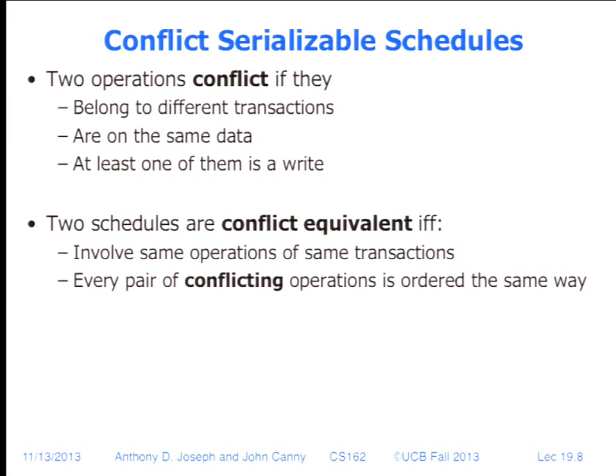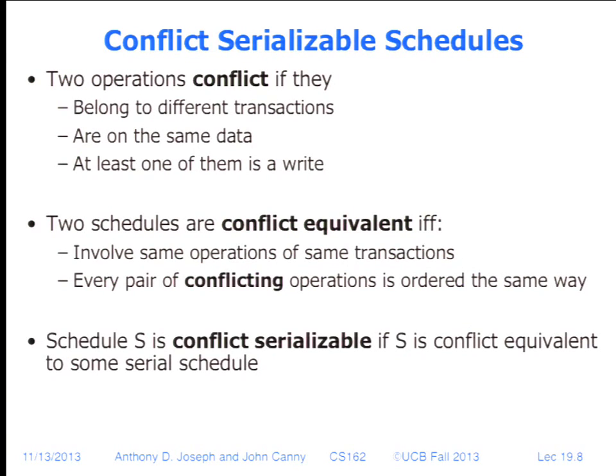So by swapping the non-conflicting ones, that implies that the conflicting ones are staying in the same relative order. All right. So now we can easily define a general schedule that is conflict serializable if you can take whatever ordering of operations is in that schedule and swap them one at a time between transactions, but keep the ordering within each transaction the same, and transform the result into a serial schedule, one after the other.